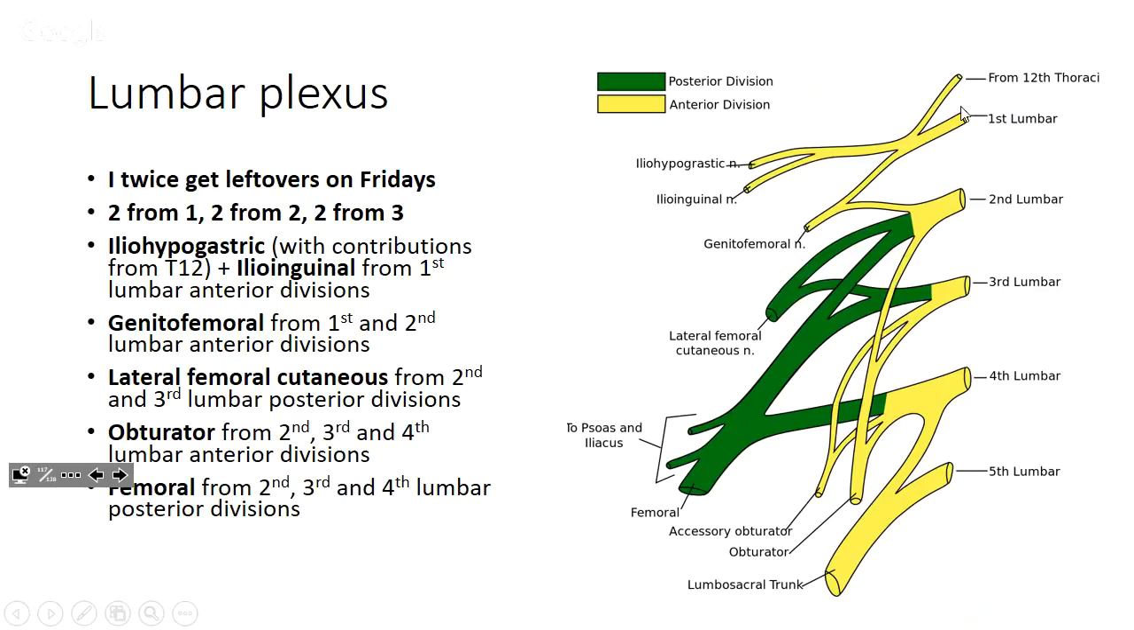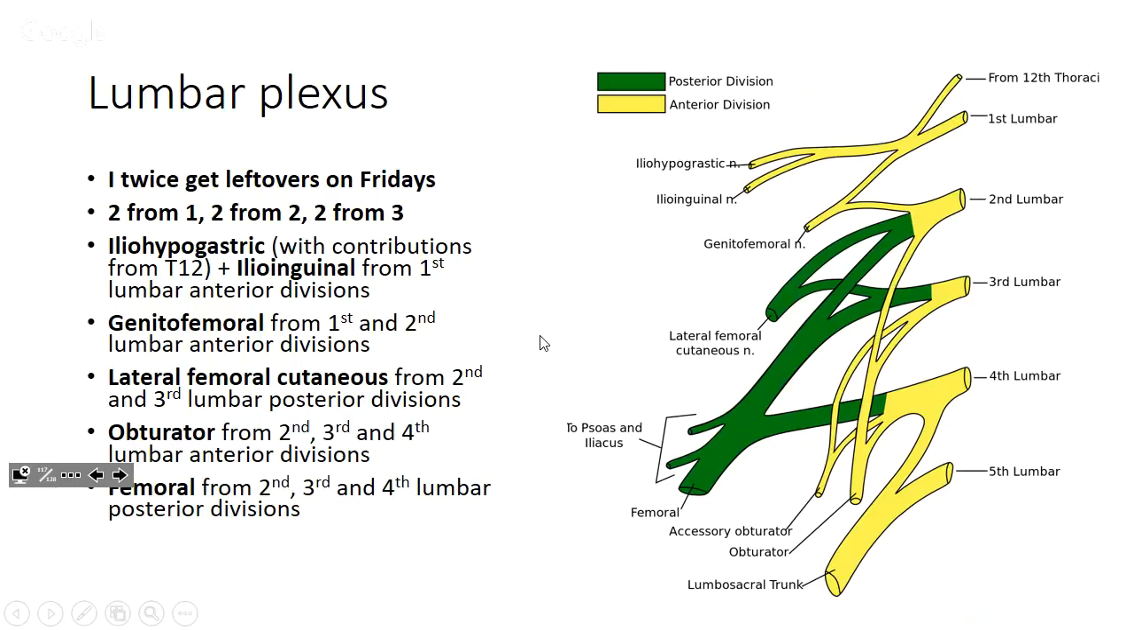So if you remember, the lumbar plexus is L1 to L5, sorry, L1 to L4. So 2 from the first one is 2 from 1. So it's 2 from L1. So L1 supplies ilio-hypogastric and ilio-inguinal. Then 2 from 2. So that means L1 and L2 will supply genitofemoral, and then L2 and L3 will supply lateral femoral cutaneous nerve. And then 2 from 3, which is the last 2 essentially. So 2, 3, 4, 2, 3, 4.